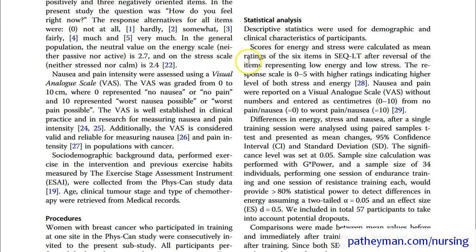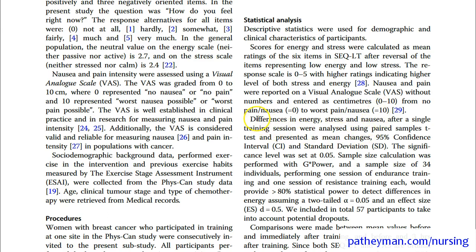All right, so now looking at the statistical analysis, what we can see is that they basically calculated the mean of each of the 6 items. So remember, they were a Likert scale, essentially on a scale of 0 to 5, and they basically took the mean of each of them. So they're treating ordinal data as numerical. And then also here, nausea and pain were reported with a visual analog scale, and what they did was they recorded the number of centimeters. So again, they're taking ordinal data and they're treating it as numerical.